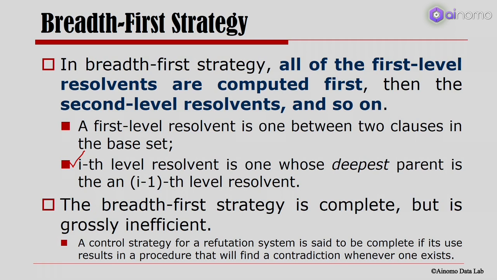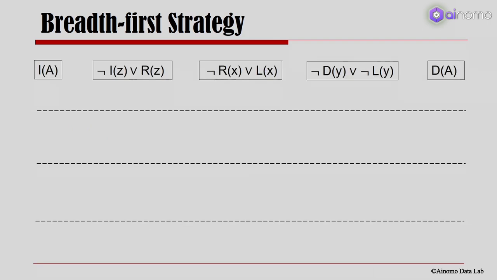Now, one needs to understand that when I say a control strategy for a refutation system is complete, it is in the sense that its use results in a procedure that will find a contradiction whenever one exists. So, let us take our original problem with these 5 clauses and look for the empty clause, but while doing so, we would generate all of the resolvents at every level.